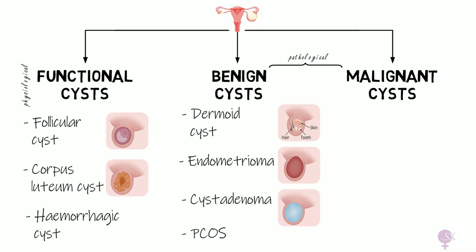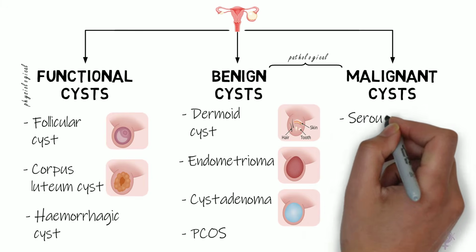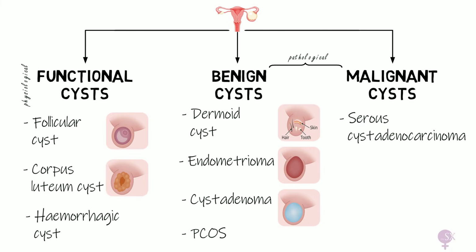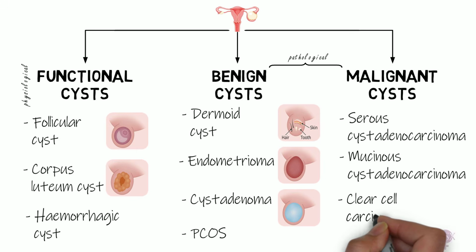Then we've got the malignant cysts. So here we've listed the serous cystadenocarcinoma, mucinous cystadenocarcinoma, and clear cell carcinoma. These are the most common types, but there are many more. I'll be making another video going in further depth.